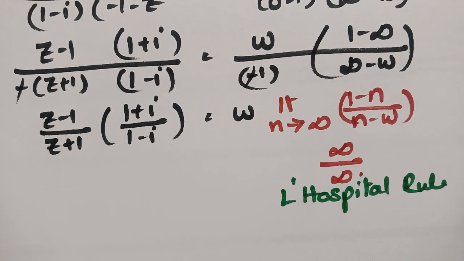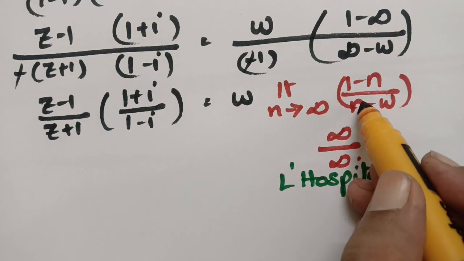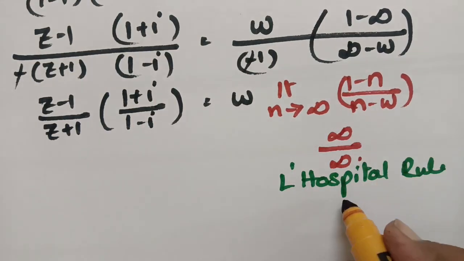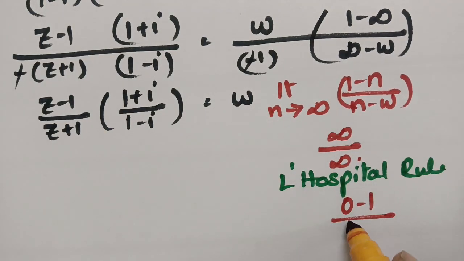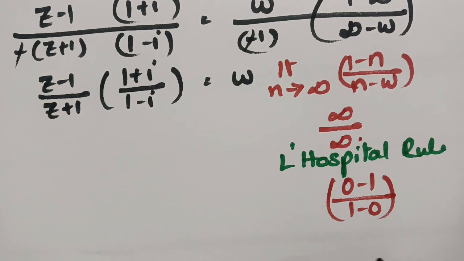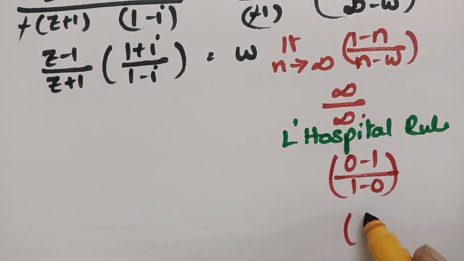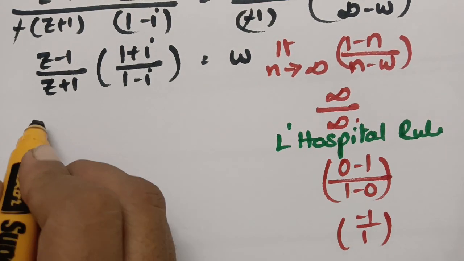So if I apply L'Hospital's rule, I have to take the derivative with respect to n. With respect to n, 1 becomes 0. This is with respect to n is 1. And this with respect to n is 1 and this value is 0. See here, this is how we have to apply the L'Hospital's rule, and this will be minus 1 by 1. See here, I am writing all these terms as they are.